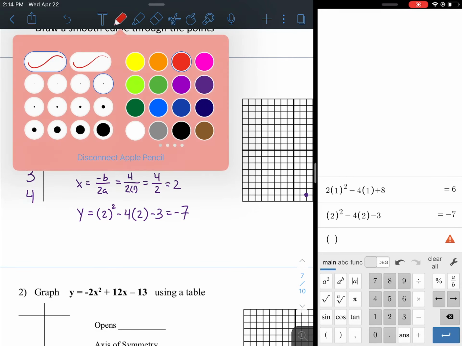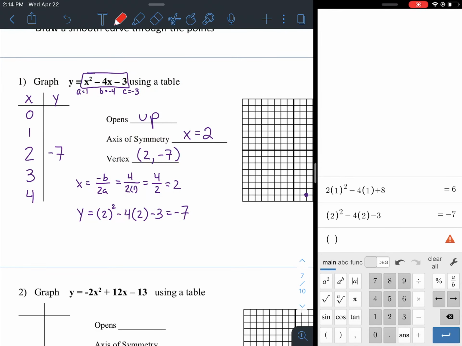And what we're actually going to do is a little bit of a shortcut along the way. So in this first one, x is 0. If x is 0, what's the y value? Well, the way we do that is I take this original equation and I plug 0 in. 0 squared minus 4 times 0 minus 3 equals.